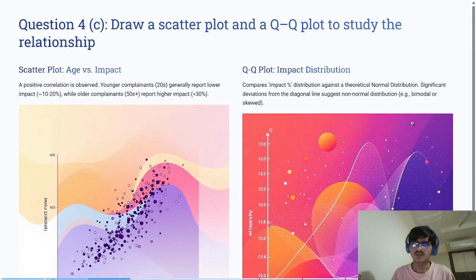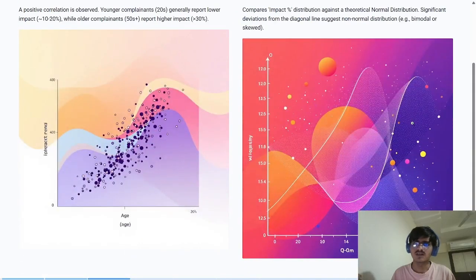Now, the QQ plot gives us the impact distribution. It compares the impact percentage distribution against a theoretical normal distribution. Significant deviations from the diagonal line suggest non-normal distribution, for example, bimodal or skewed. So you can see that in the graph itself.